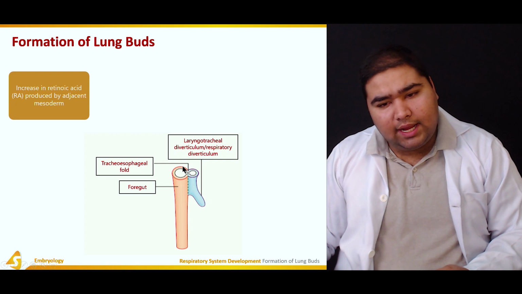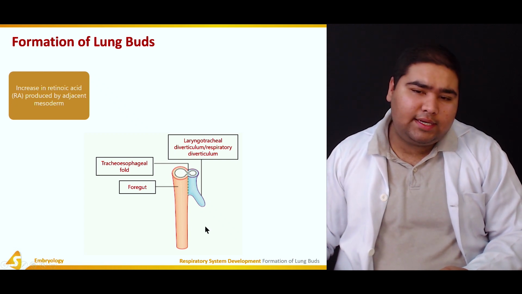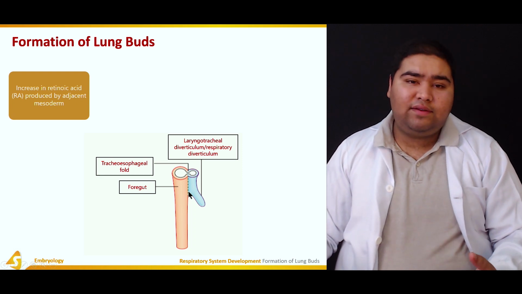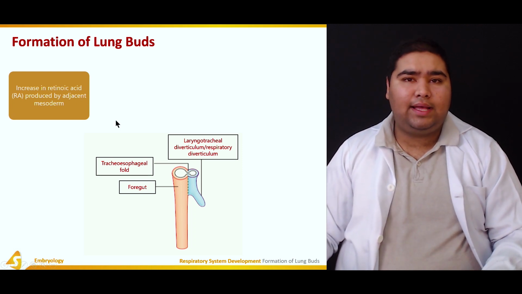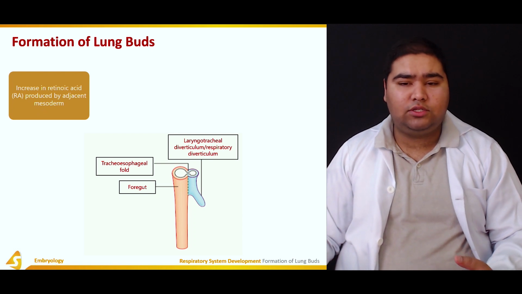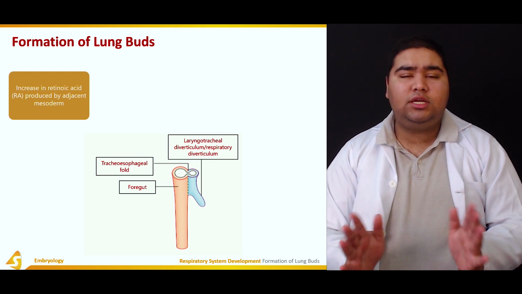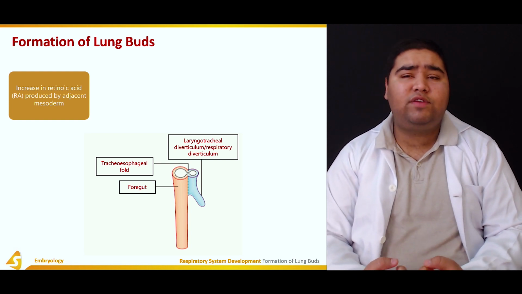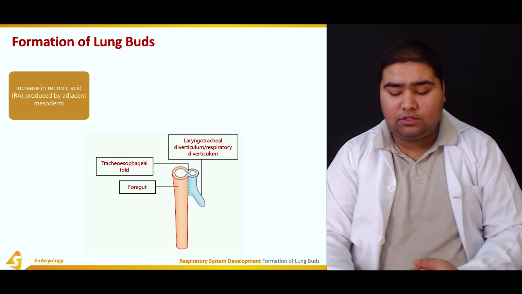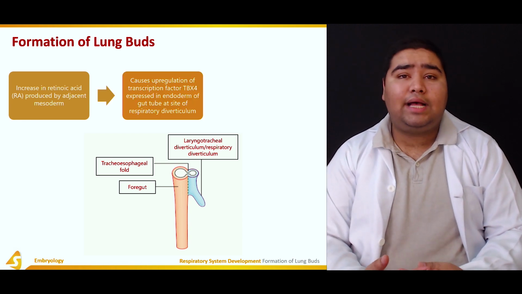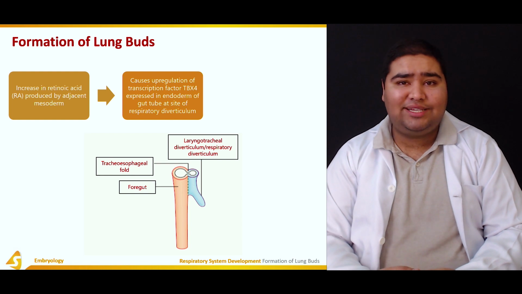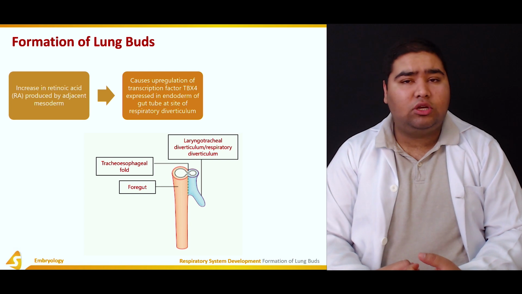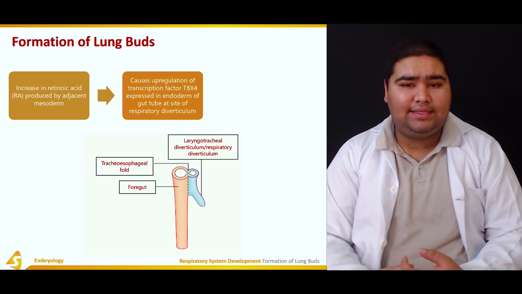So now let's see what is happening in this figure. This is the gut tube, and this is the respiratory diverticulum that is being formed from the ventral wall of it. How does it form? There is an increase in the retinoic acid production by the adjacent mesoderm. So the mesoderm in the area surrounding the respiratory diverticulum produces an excess of retinoic acid. What does an excess of retinoic acid do? It causes upregulation of the transcription factor TBX4. TBX4 is the name of the transcription factor. It's not an acronym. It has to be remembered as such.